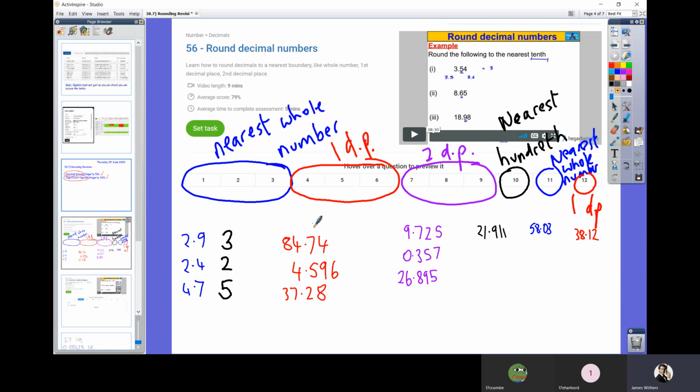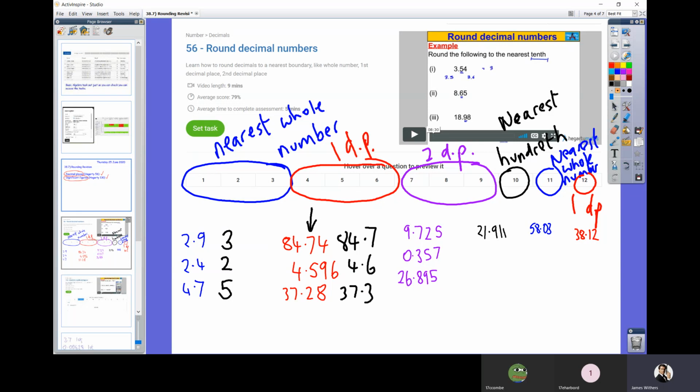Now remember, 1 decimal place, that number is what you will finish on. 1 number after the decimal place, and you've just got to decide whether you stick on a 7 or round it up to an 8. They're the only 2 options. So you look at the next number. If the next number is 5 or above, you round up. If it's not, then you stick with what you've got. So this one here is going to be 84.7. This one here will be 4.6. And this one here will be 37.3.